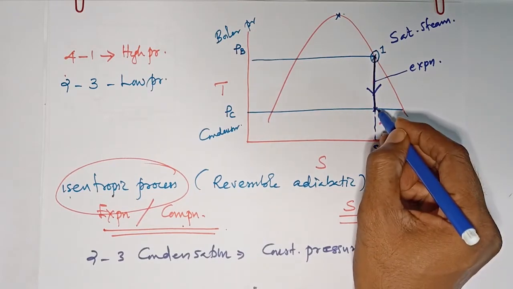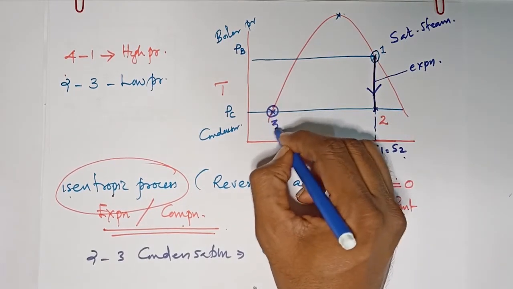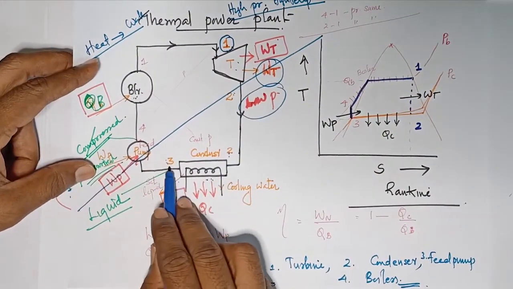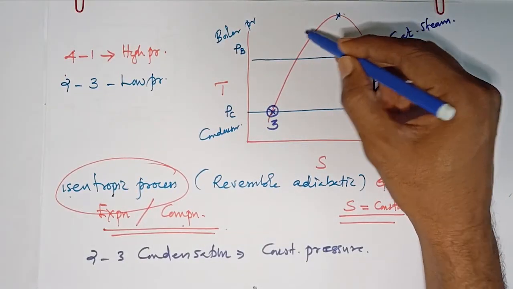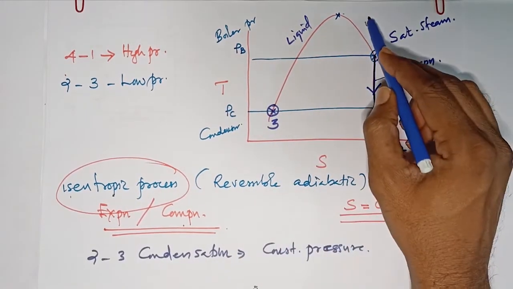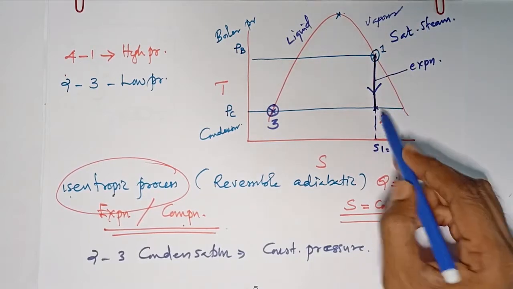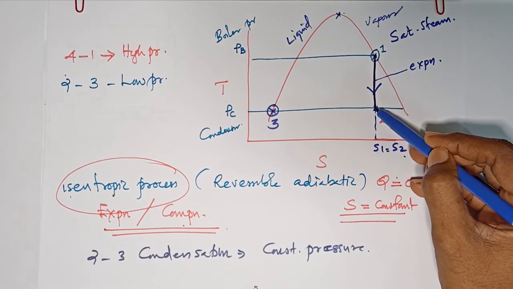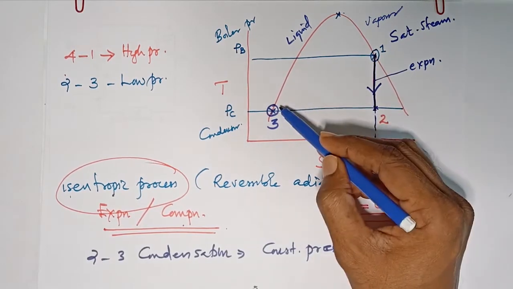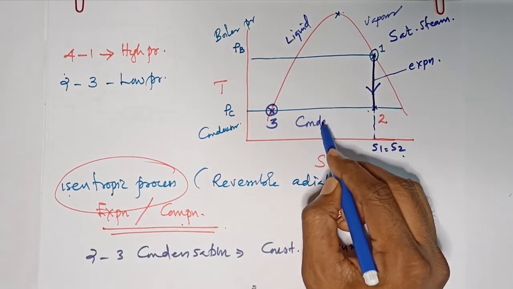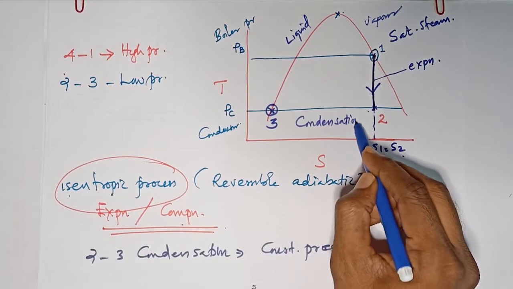So this is the point 3. So as I have told you, point 2, 3, at 3 it is converted into liquid. This is the liquid line. It has to come onto the liquid line. It reached 3. This is the vapor line. So from saturated steam, from vapor, it reached liquid plus vapor, and again it reached liquid. So 2 to 3 is condensation. So this process is called a condensation.